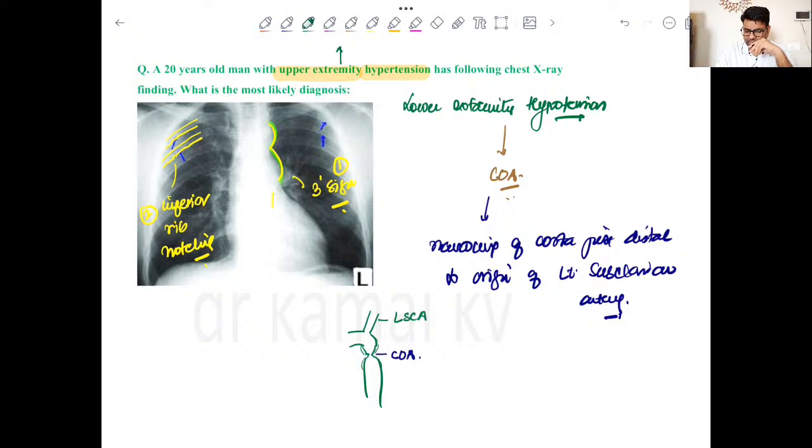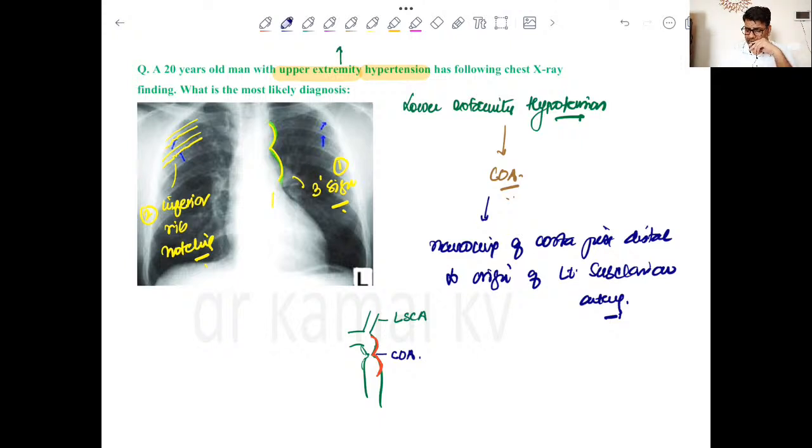So this dilatation actually gives you an impression of 3, right? That is why you find a 3 sign on chest x-ray. So this is the basis of the 3 sign, right? So that is explained. Now why do we get this inferior rib notching?